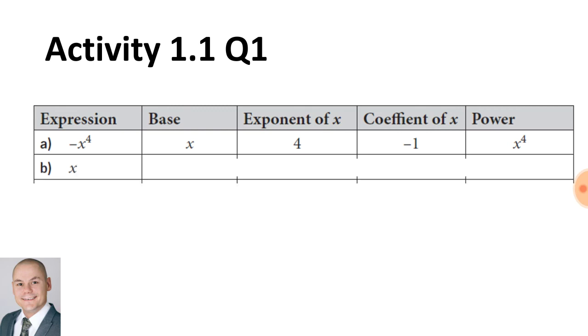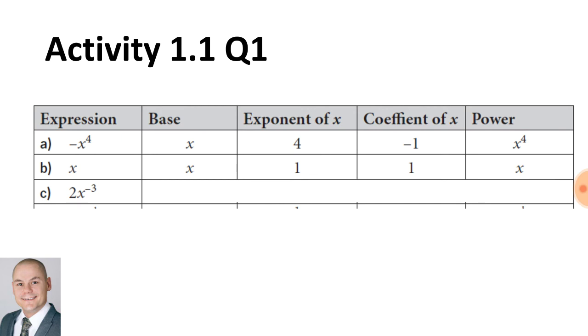Here we have an expression of x. The base is x, the exponent is 1, the coefficient is 1, the power is x to the exponent of 1. Here we have an expression of 2x to the minus 3. The base is x, the exponent is minus 3, the coefficient is 2, and the power is x to the minus 3.